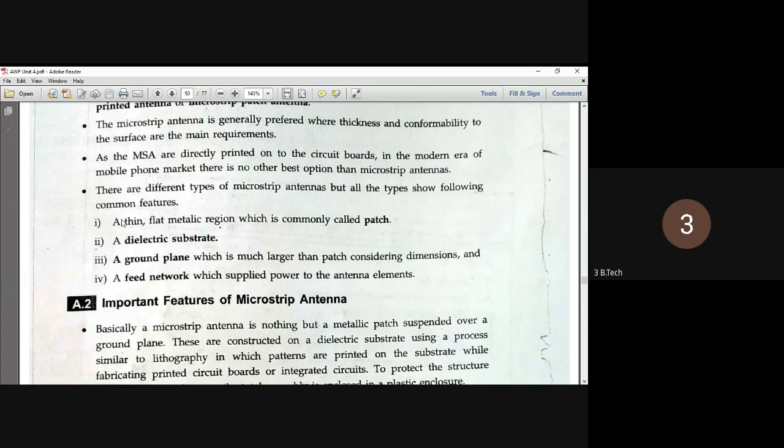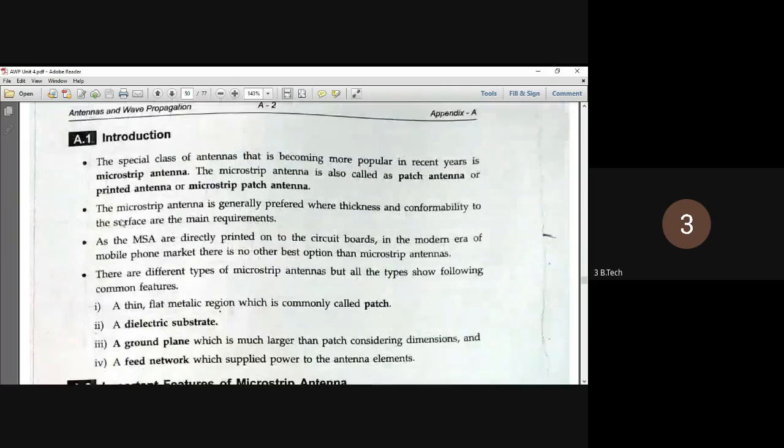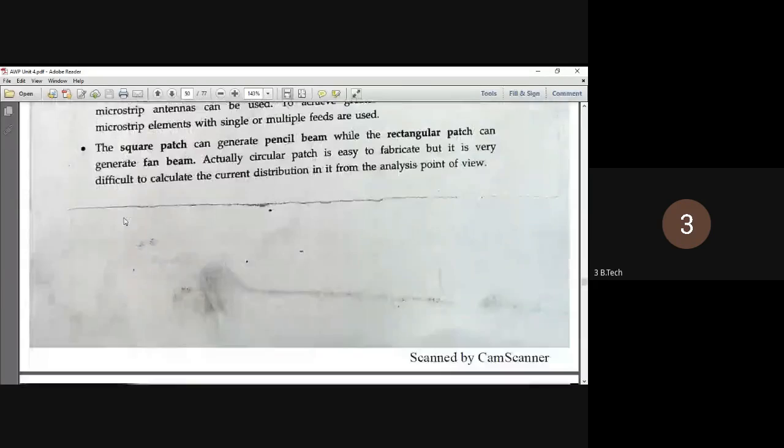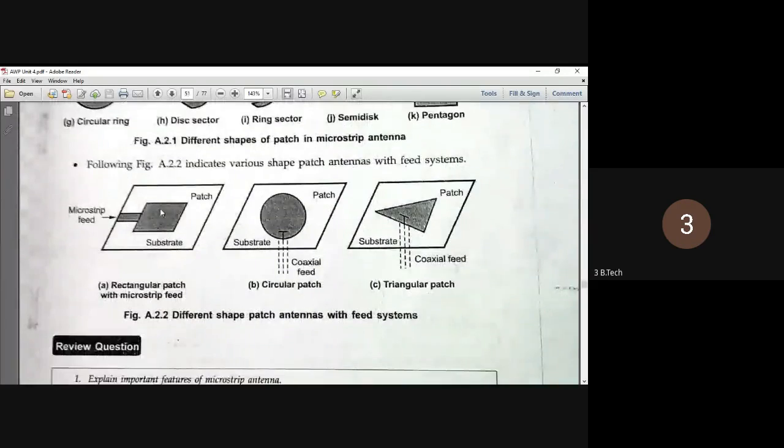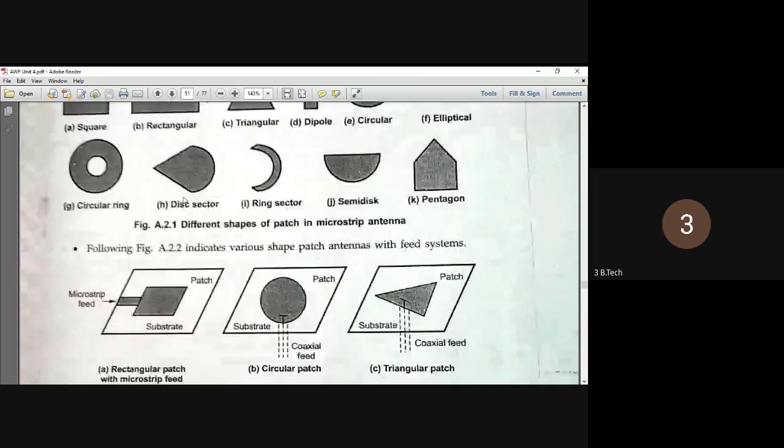So what is the definition of patch here? Patch అంటే ఇది, ఇక్కడ చూడండి, మళ్ళీ చూపిస్తాను డయాగ్రామ్, గుర్తుపెట్టుకోవాలి మీరు. ప్యాచ్ అంటే ఇది, ఇది ప్యాచ్, రైట్? దానికి ఒక ఫీడ్ పాయింట్ ఇచ్చారు ఇలాగా. Patch substrate, what you're using is RT Duroid substrate వాడతాం. సబ్స్ట్రేట్ బోర్డ్ మీద ఇవన్నీ ఎచ్ చేస్తారు, స్క్వేర్ ప్యాచ్ అండ్ ఒక ఫీడ్ ని ఇచ్చారు, రైట్?